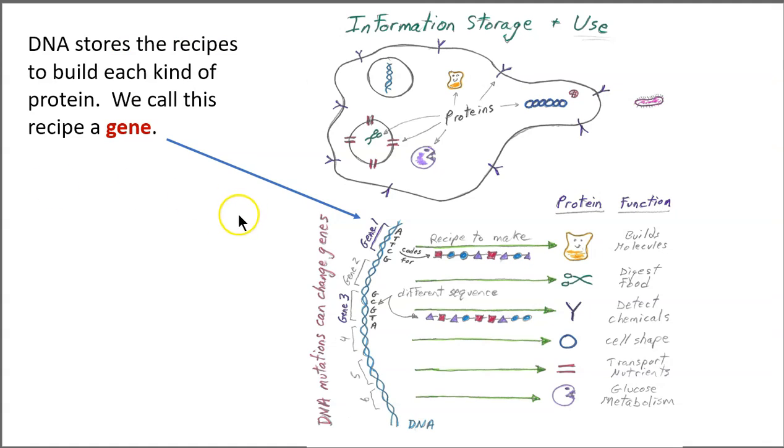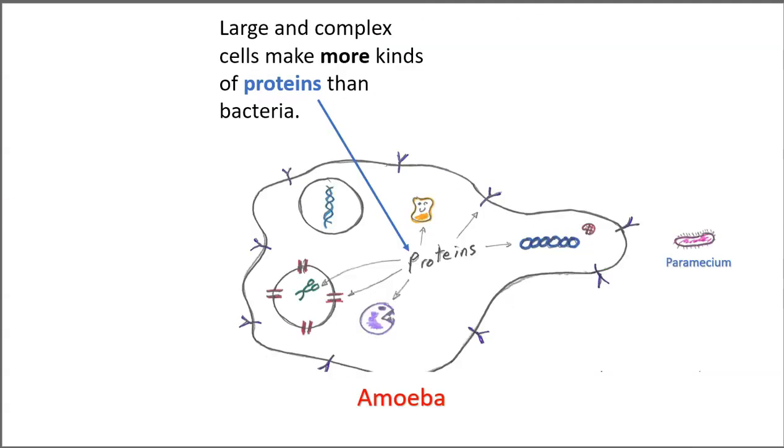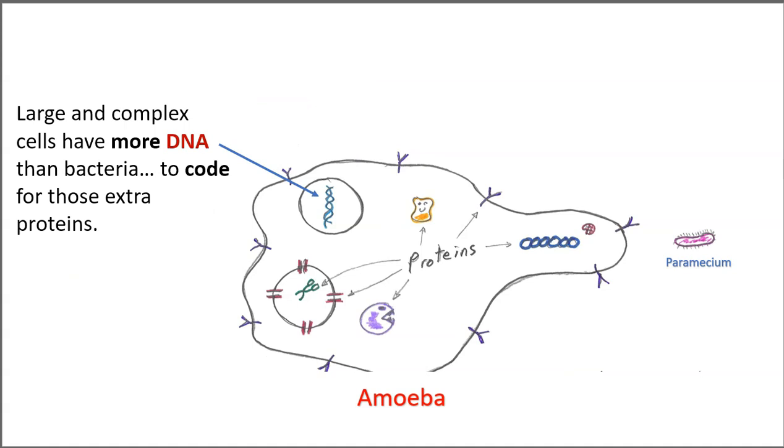Now DNA, we've learned, stores the recipes to build each kind of protein, and we called that recipe a gene. So here we have a cartoon cell up top here, an amoeba type cell making different kinds of proteins so it can do its thing. Well, each of these proteins has its recipe stored somewhere along the chromosomes of that cell, and a gene would be the recipe to make one particular kind of protein. Now, large and complex cells make more kinds of proteins than bacteria do. And large and complex cells have more DNA than bacteria to code for those extra proteins.